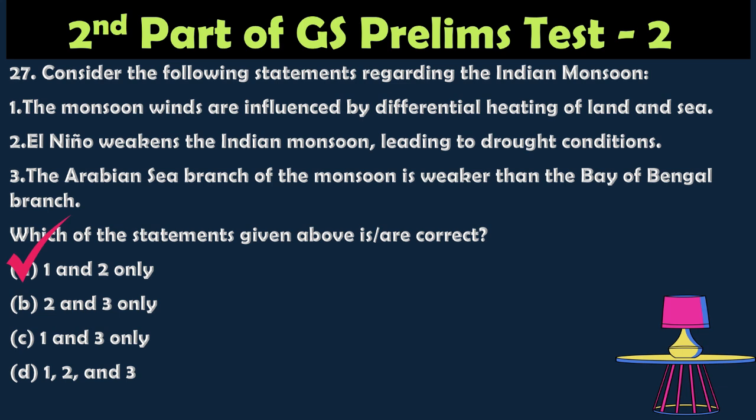El Nino weakens the monsoon by warming the Pacific Ocean, leading to dry conditions in India. Hence statement 2 is also correct. As for the Arabian Sea branch and the Bay of Bengal branch, both are strong. The Arabian Sea branch provides more rainfall to the Western Ghats, while the Bay of Bengal branch affects northeastern and central India. Hence statement 3 is incorrect. So statements 1 and 2 are right.